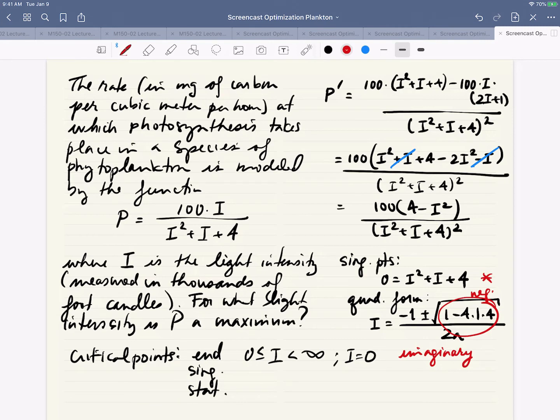Okay, now let me remind you of a fact you already knew. This should come as no surprise. This was an algebraic result here. Our function p is a rational function. What do we know about rational functions? They're continuous everywhere they're defined, and they're differentiable everywhere they're defined. So everywhere that this denominator doesn't equal 0, my function's nice and differentiable.